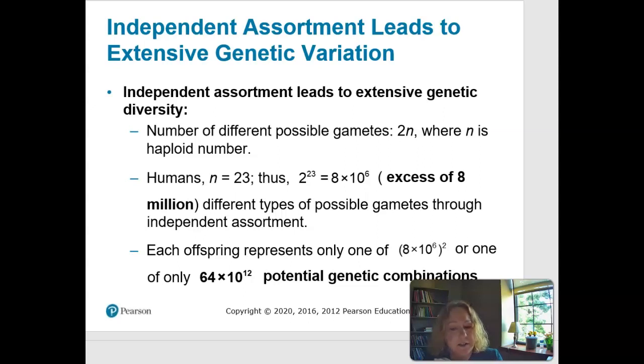So basically, there's an excess of about 8 million different types of possible gametes through independent assortment. So each offspring you have represents only one of 8 times 10 to the 6th squared, or 64 times 10 to the 12th potential genetic combinations. That's why you don't look identical to your siblings and everyone looks genetically diverse. It's just plain math of independent assortment.